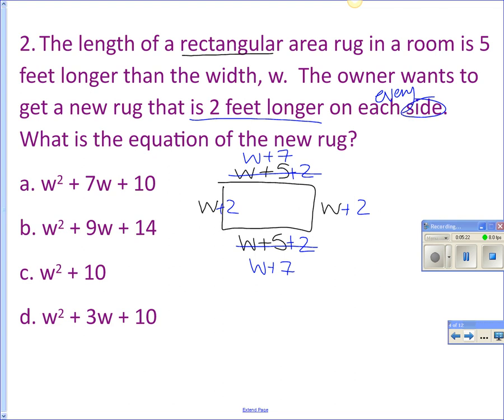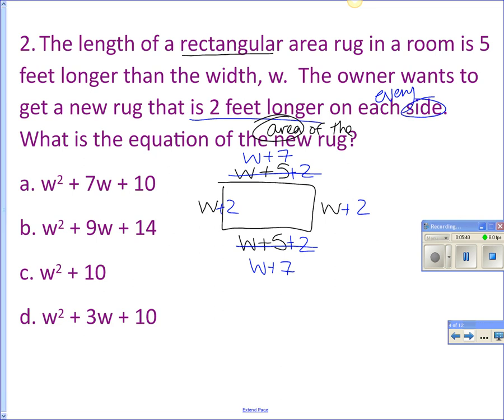I need to fix this question. I left out a word when I was typing it. What is the equation? It should say of the area of the new rug. So sorry about that. It should have area in the question.